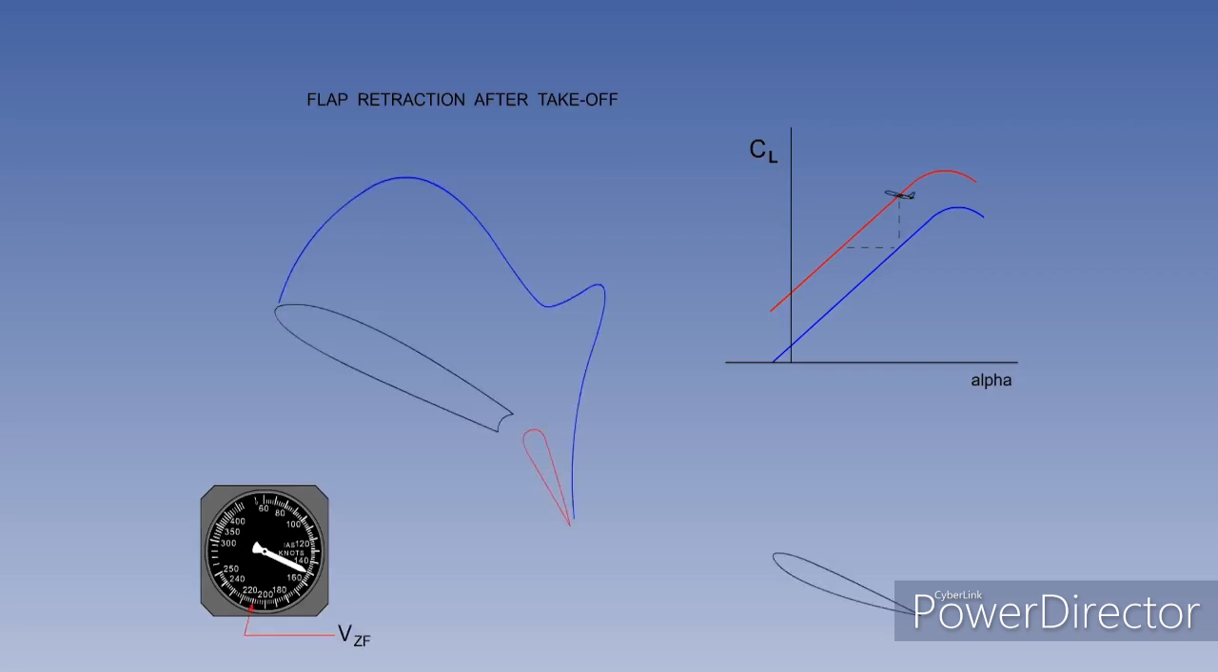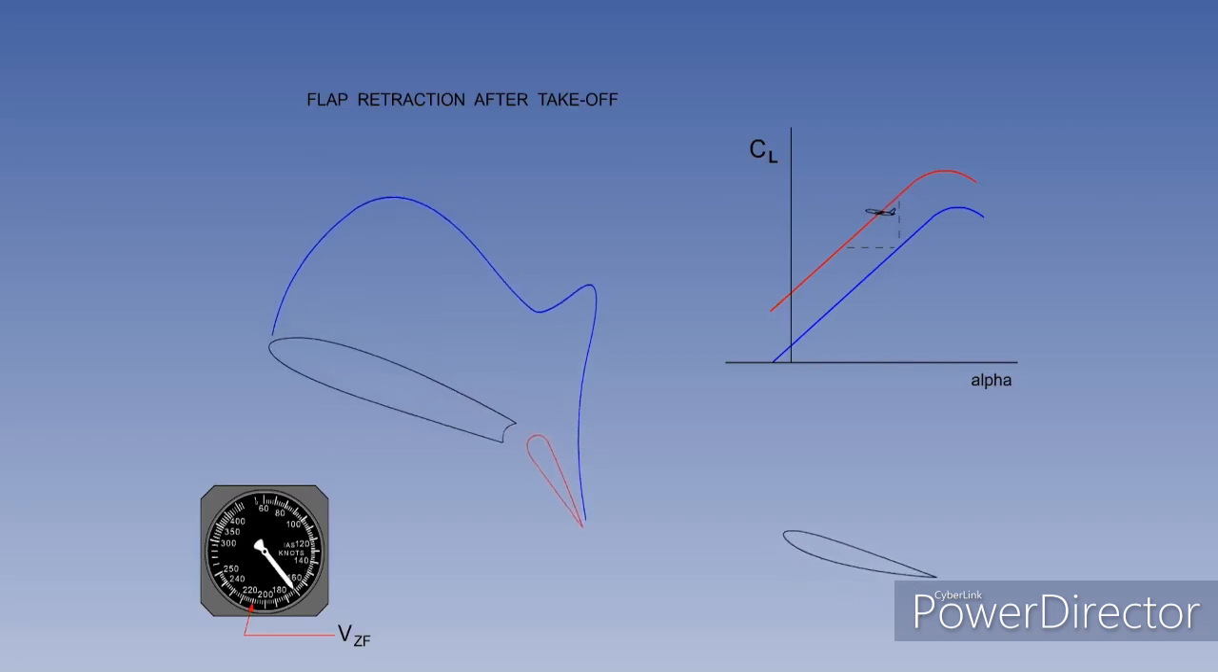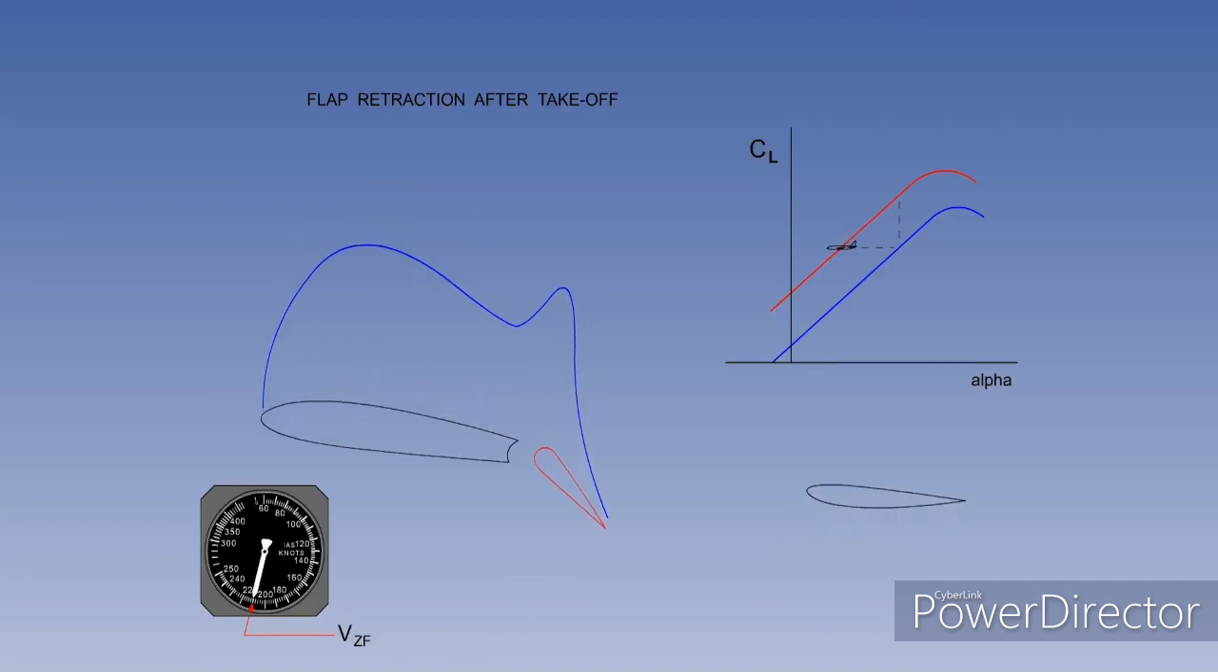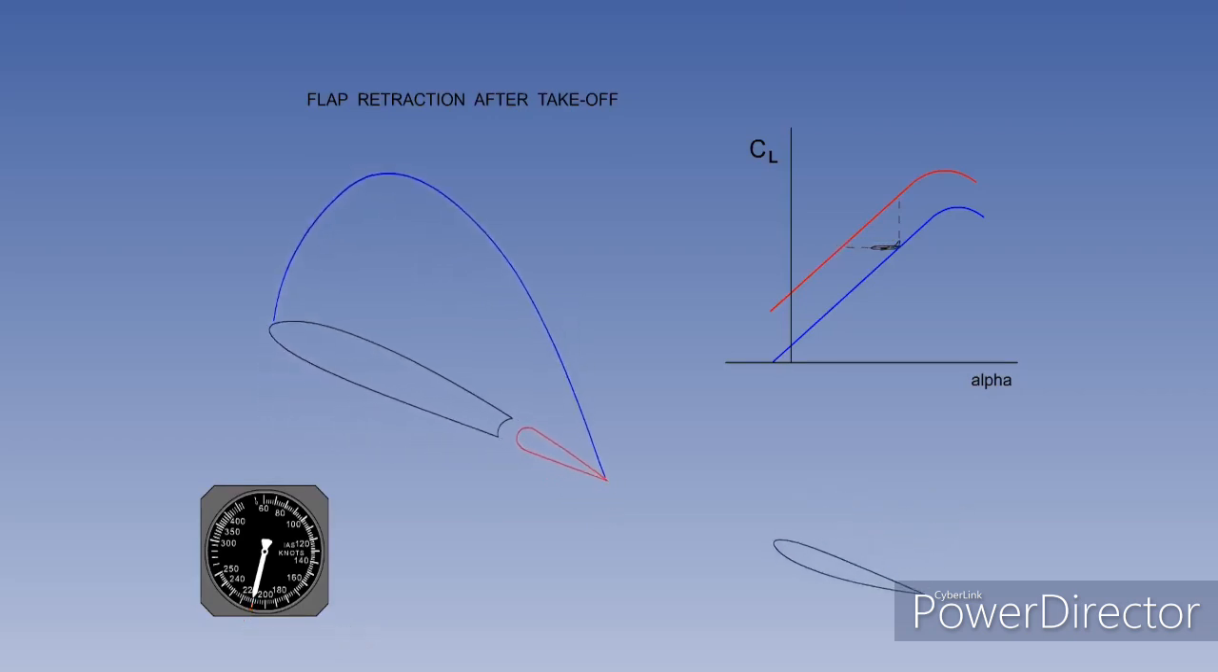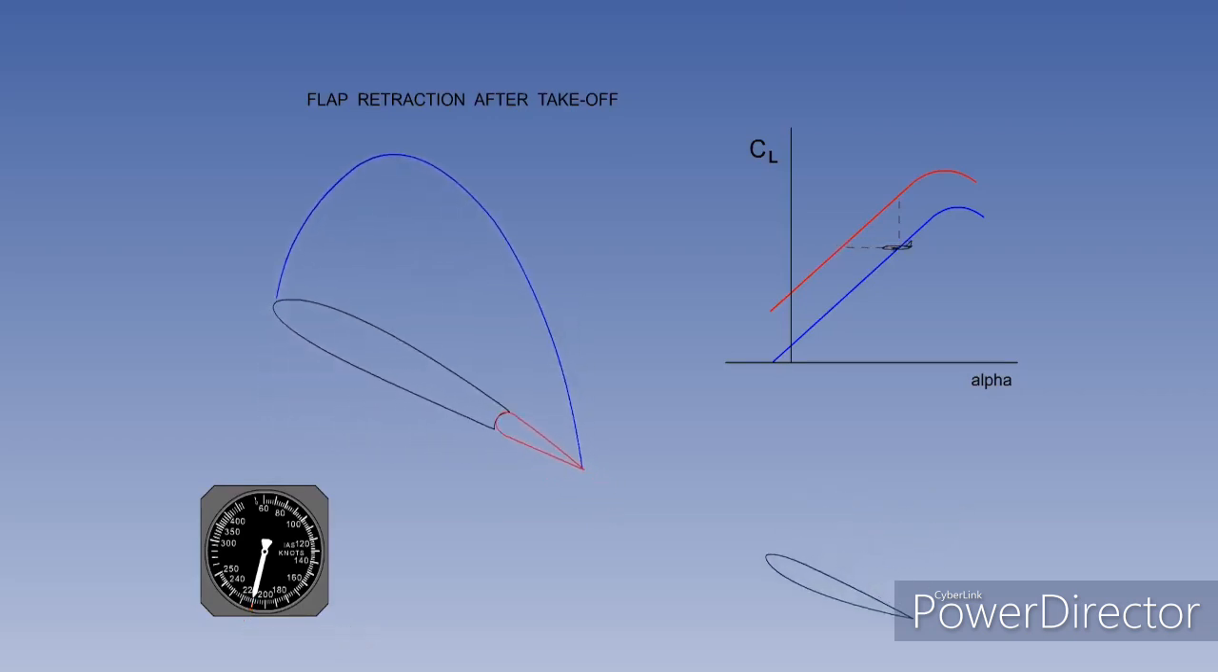Let's reset the original conditions to consider the correct way to retract the flaps after takeoff. Before retracting the flaps, the indicated airspeed must be increased to VZF, the minimum indicated airspeed for zero flap. As the indicated airspeed increases, the angle of attack must be decreased to keep lift constant. Now when the flaps are retracted, the pilot can increase the angle of attack to keep the lift constant.